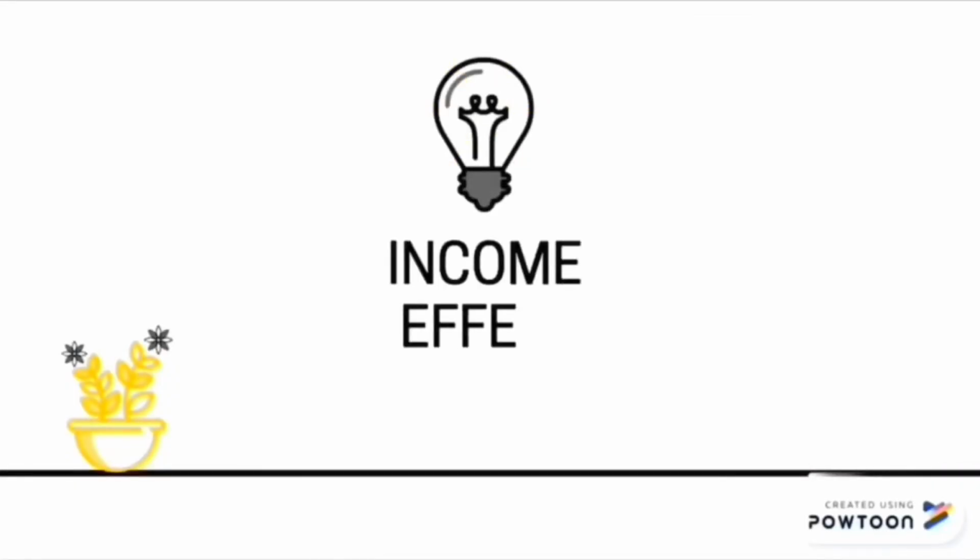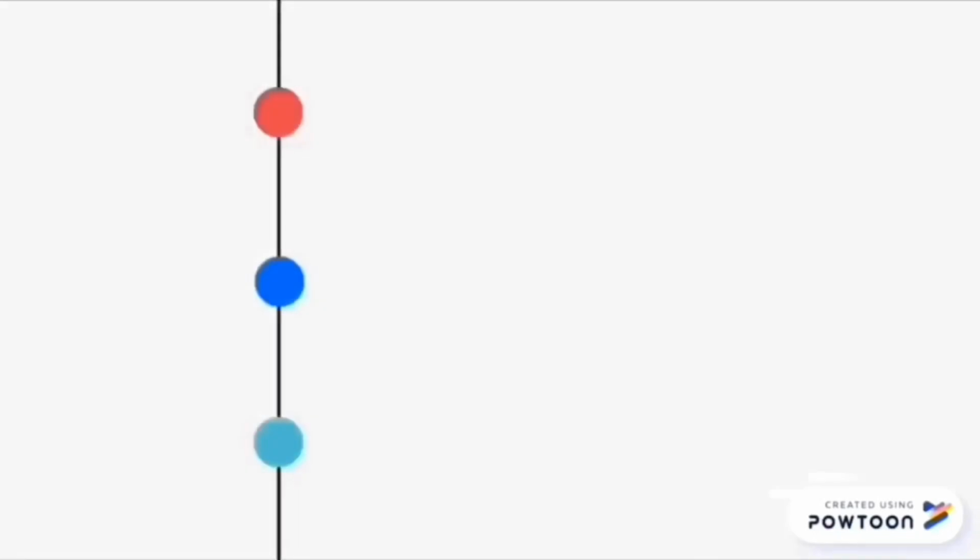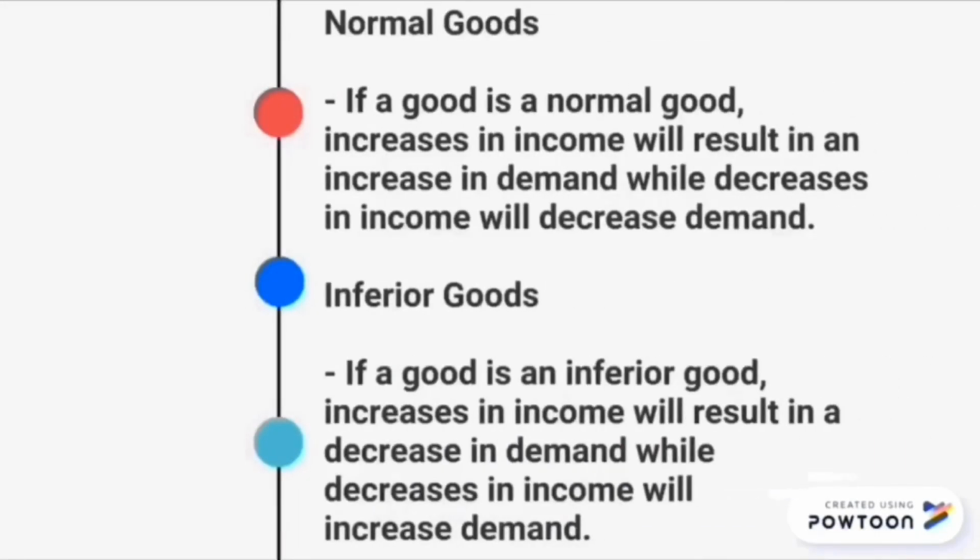The income effect. For a normal good, increases in income will result in an increase in demand, while decreases in income will decrease demand. While for inferior goods, increases in income will result in a decrease in demand, while decreases in income will increase demand.